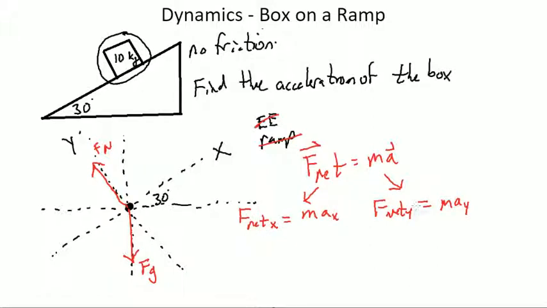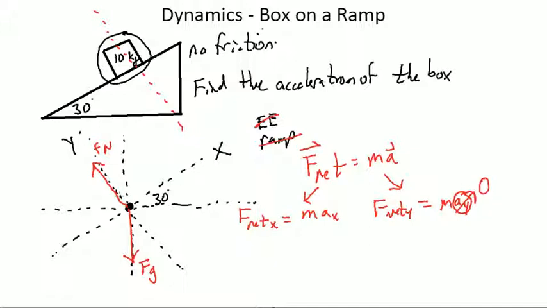Well, let's take care of the y first. We actually already know ay, because I have defined my y-axis to be that direction, so we know that there will be no motion in that direction. So this ay is actually just 0. And while this isn't terribly interesting now, in future problems this is actually an important step. So in the y direction, the forces have to add to 0.